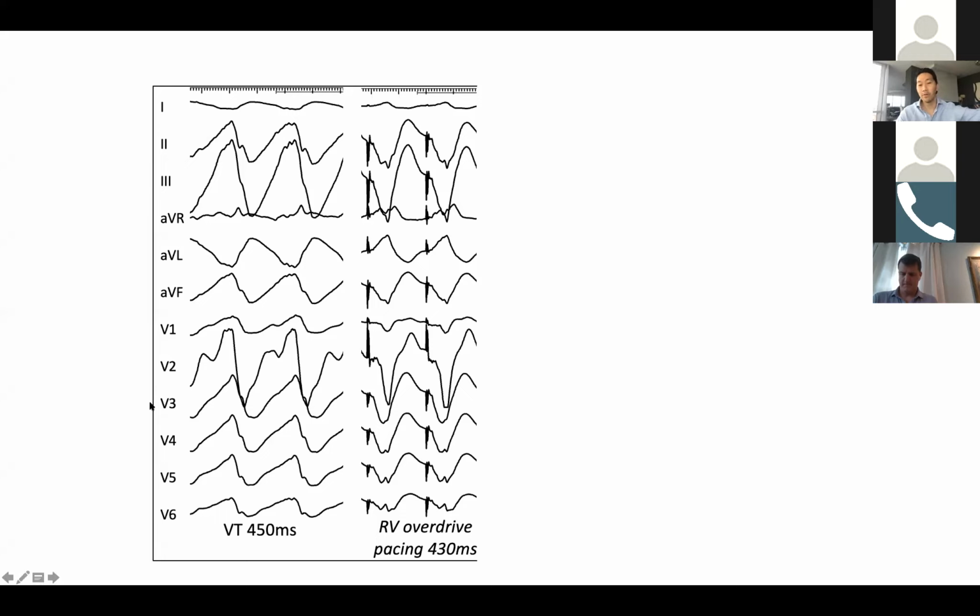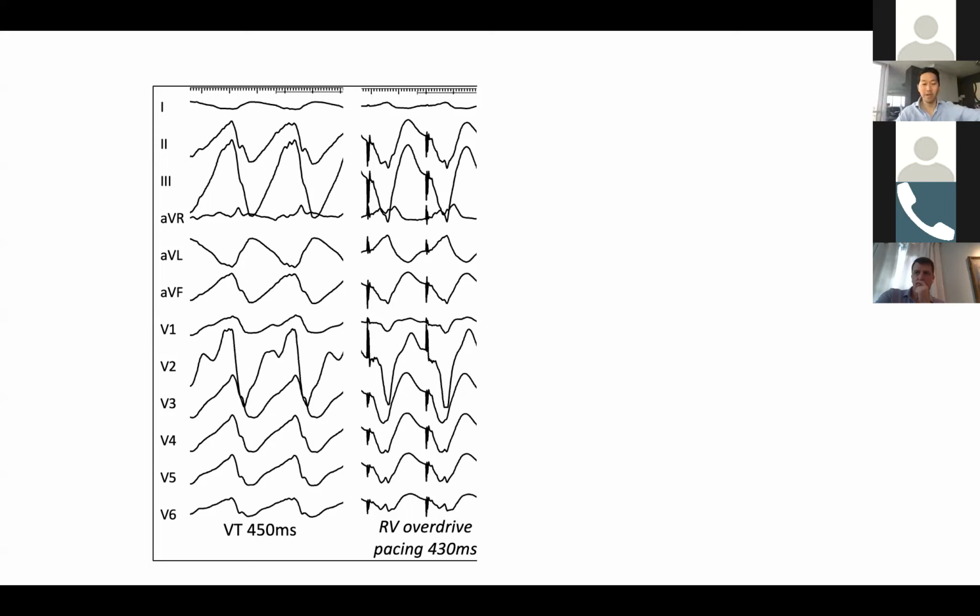So here's how that would go. And this is something that I learned from John Miller. Here's the VT, 450. Overdrive pacing, 430. Does it look exactly the same? Of course not. We're pacing at a site in the RV for an LV VT. That's the pearl. If you don't know the mechanism, pace very far away so your fusion will be so obvious. If it's left bundle, left inferior, pace somewhere from the right side where you're gonna get a superior axis. So you really will make fusion very obvious.